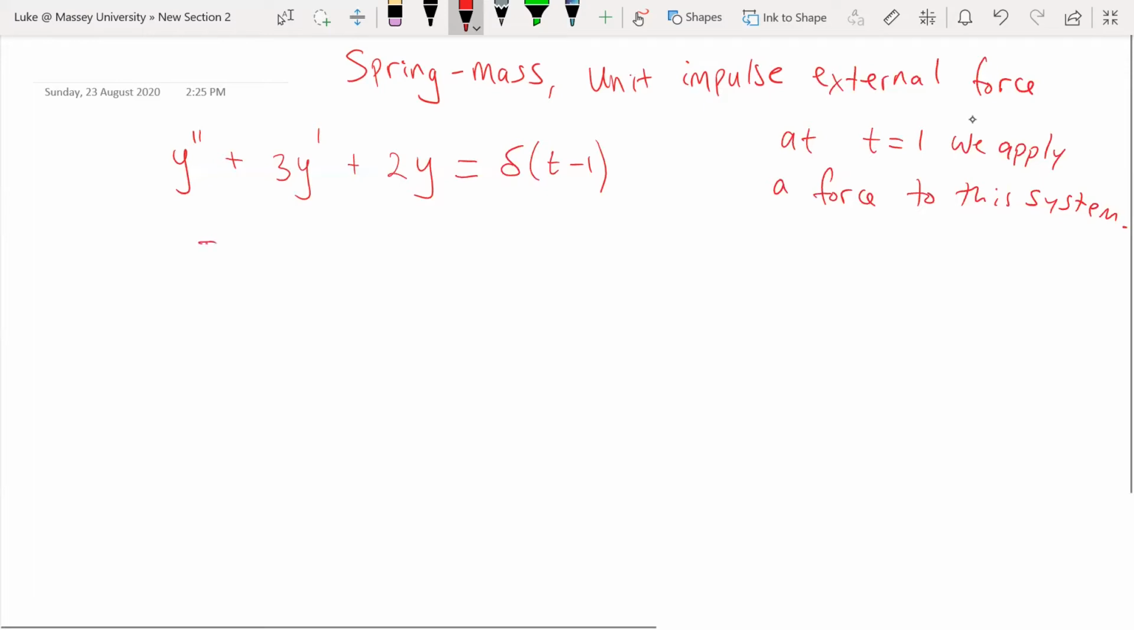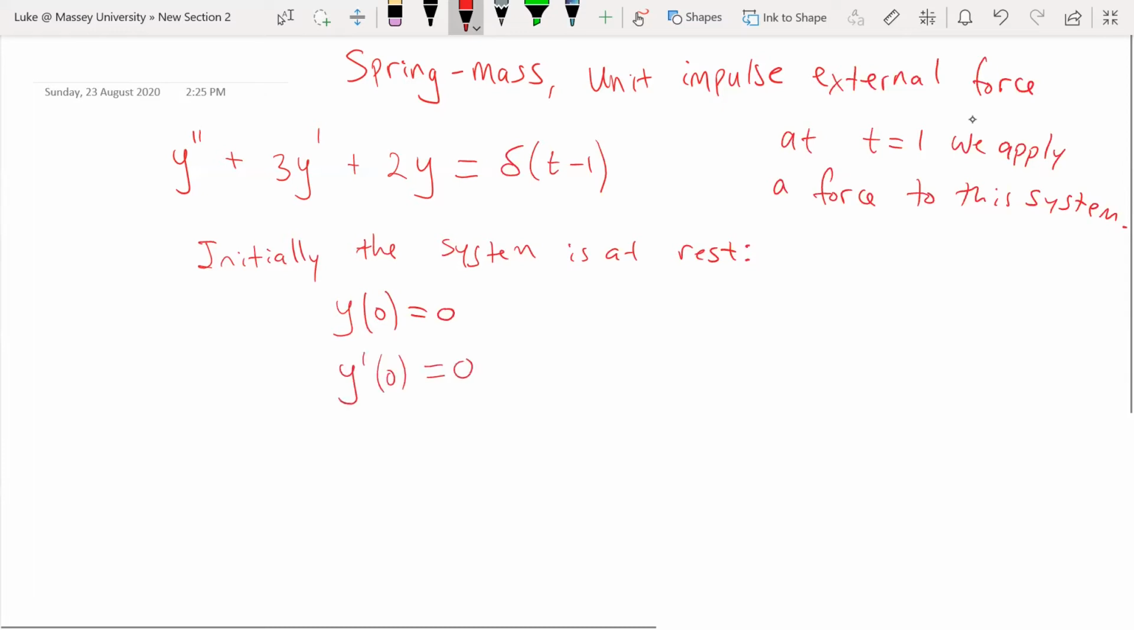And we're going to say initially the system is at rest. And that gives us some initial conditions, because it says that if the system is at rest at time t equals 0, the position of the mass is at y equals 0, and the velocity at t equals 0 is also equal to 0.